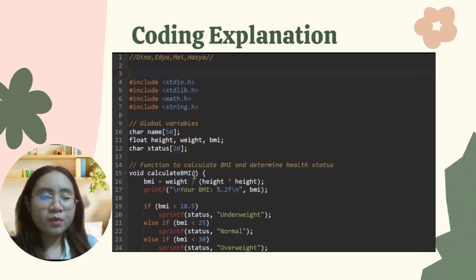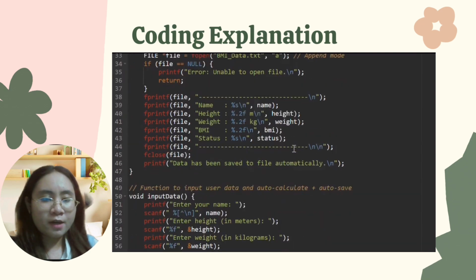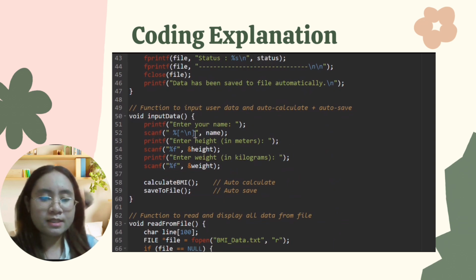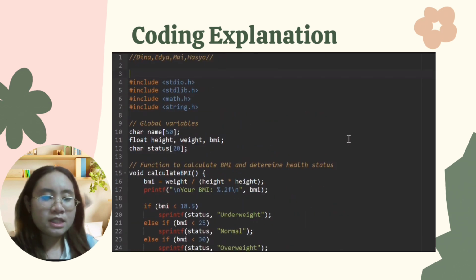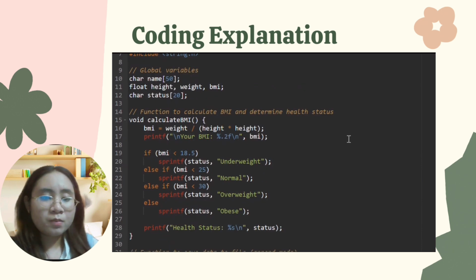For the input and output function, we use scanf to get user input such as name, height, and weight, and printf to display the BMI result, message, and instruction. It will enable interactive communication between user and system. It will make it user-friendly. The coding is combined in one function, input user data and autosave, so that everything happens automatically: input, calculate, and save without needing any extra step.